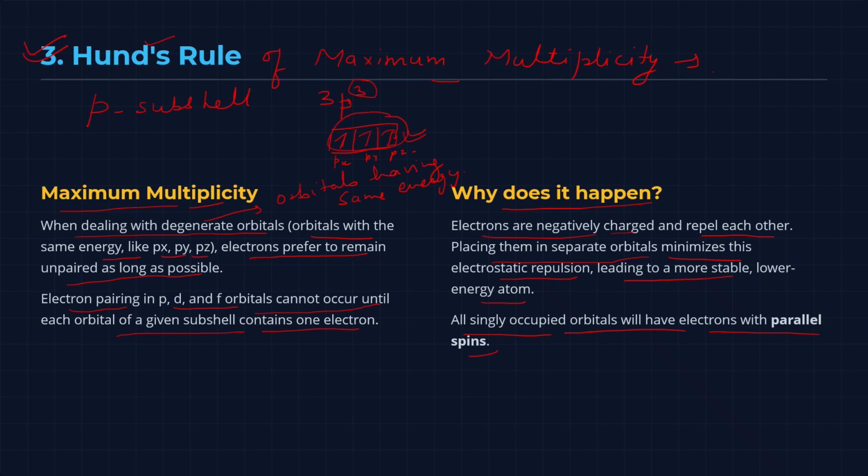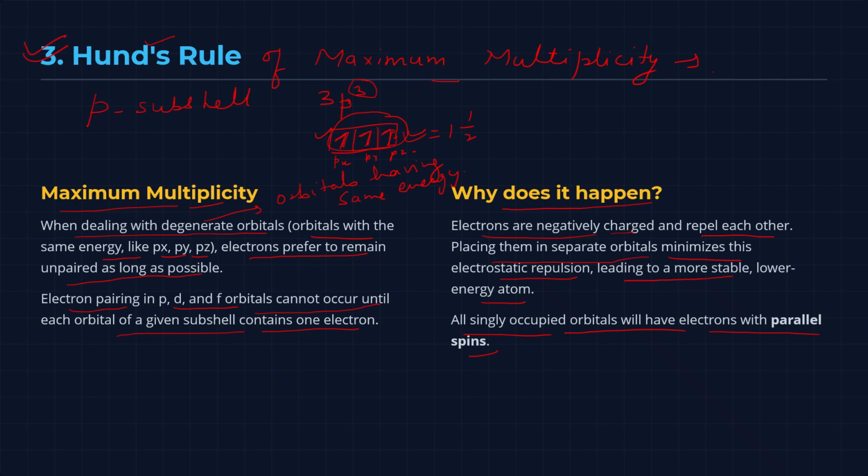Here, three half spins are there with parallel spins, and if we calculate the multiplicity value, this is plus half, this is again plus half, this is again plus half, so 3 plus half are there, so it becomes equal to 1.5. So here the multiplicity value is 1.5.